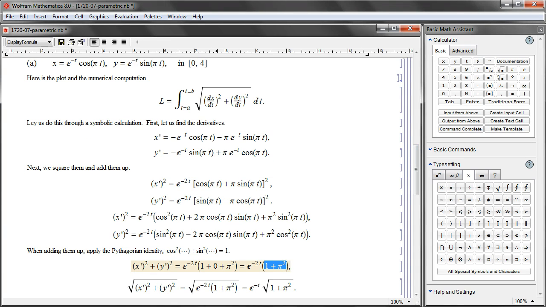Finally, let's take the square root. After all, we need the square root in the end. So take the square root, and e to the negative 2t power comes out of the square root as e to the negative t power. And this 1 plus pi squared will become the square root of 1 plus pi squared, but that's not going to do too much because that's just a constant.